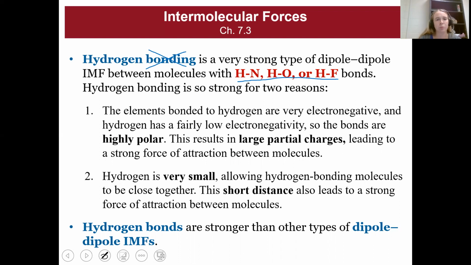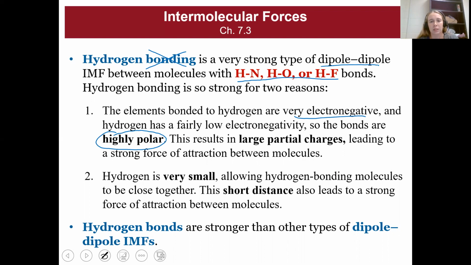So what's special about hydrogen bonding? Hydrogen bonding is really strong for two different reasons. So one, the elements that are bonded to hydrogen are very electronegative. These are the three most electronegative atoms on the periodic table, fluorine, oxygen, and nitrogen. And hydrogen has a pretty low electronegativity. So we put something that's really electronegative with something that's really low electronegativity, then we get highly polar bonds. So really strong dipole-dipole forces.